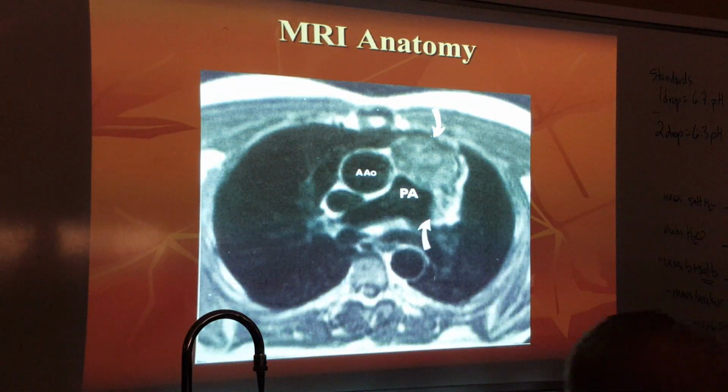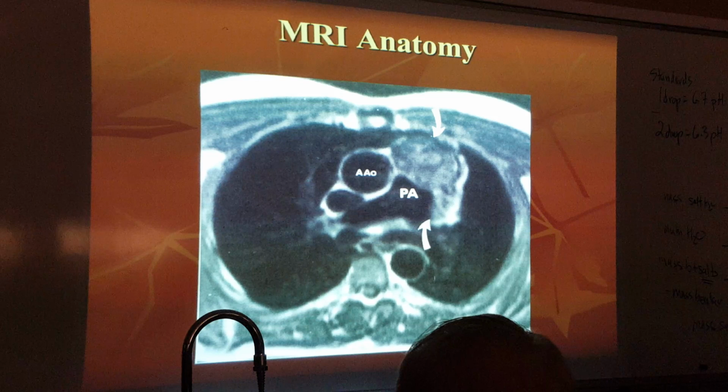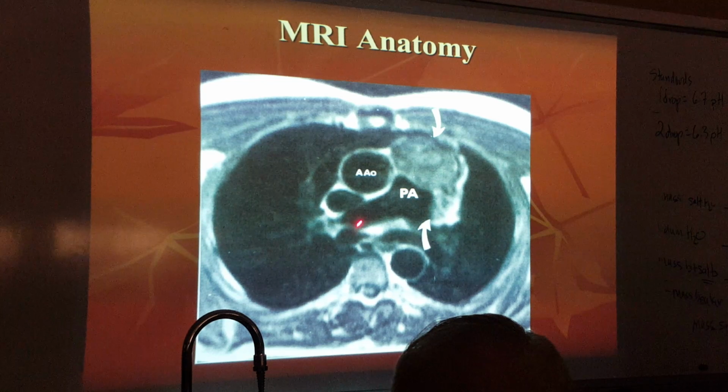So here's a great axial slice. We're looking at the ascending aorta. Okay, so this is spinal cord, this is the sternum. Ascending aorta, this is the pulmonary trunk. And so ascending aorta, pulmonary arteries, descending aorta.